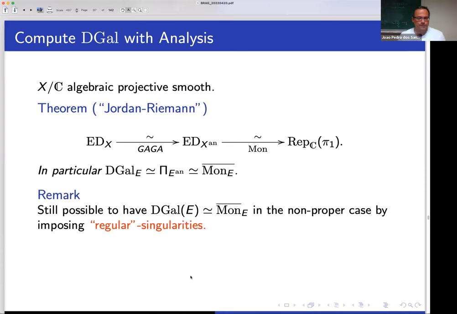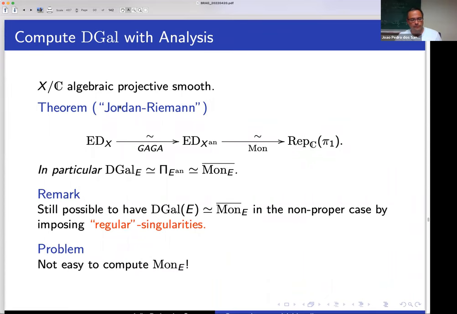Well, then, of course, there is something which you can do. You can always say to me, well, you know, projective stuff, usually differential equations have singularities, then you have to deal with that. And of course, you can deal with that, but then you have to talk about these regular singularities, but it does generalize, okay? So you can still obtain this sort of Jordan-Riemann theorem if, instead of looking at connections which are defined on proper algebraic varieties, you allow some sort of singularity, I mean regular singularity or, what, logarithmic singularities, okay? So you can still do that, but I won't say anything else.